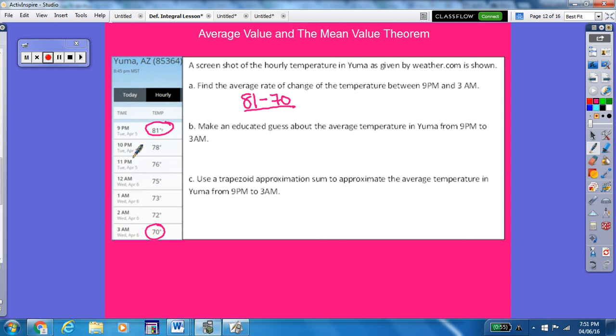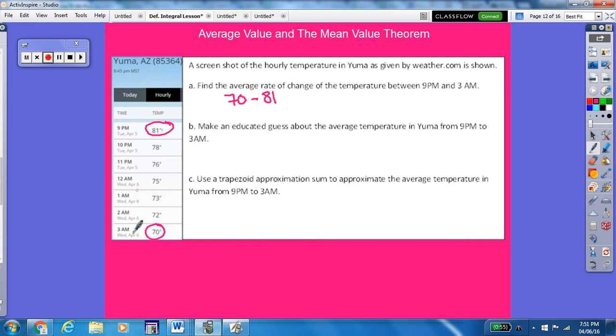And if you notice, okay, I'm going to pause because I did that wrong. Let's erase. Yep, totally did that wrong. Here, let me redo. Remember, you want to take f of b minus f of a, and I did f of a minus f of b. So actually what you want to do is 70 minus 81.